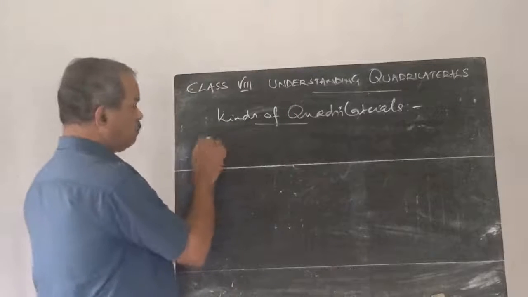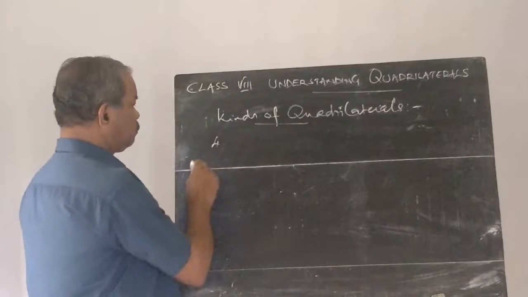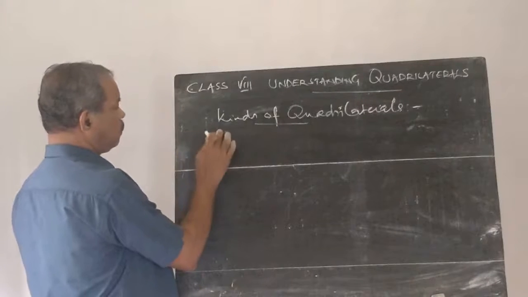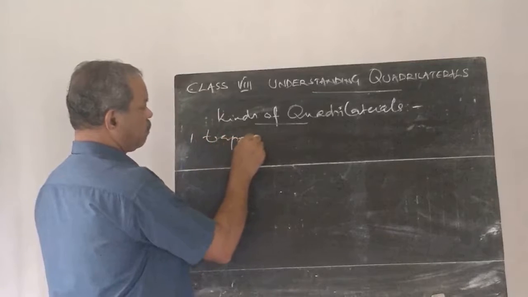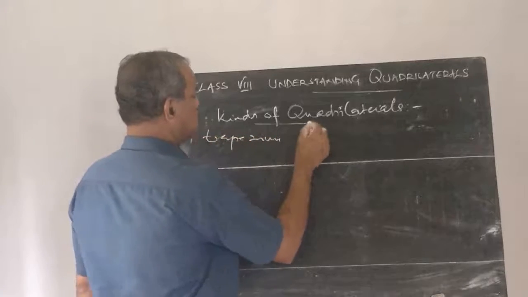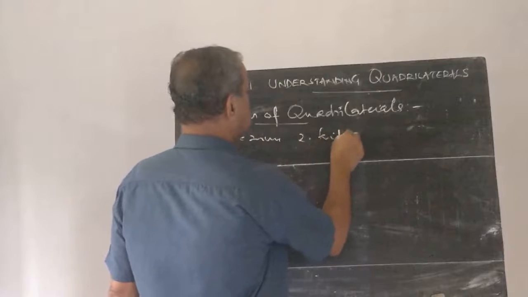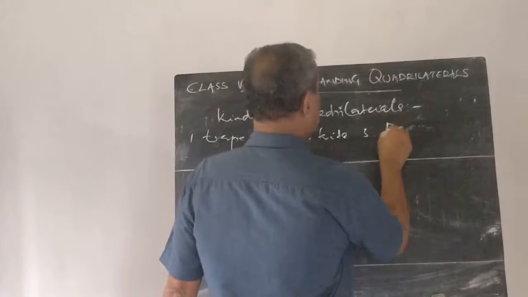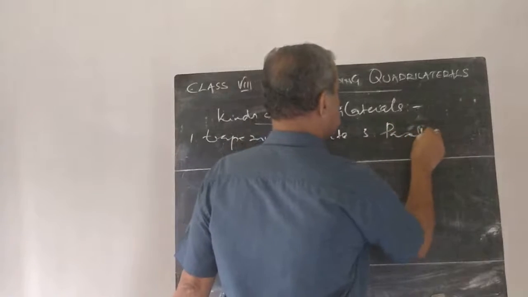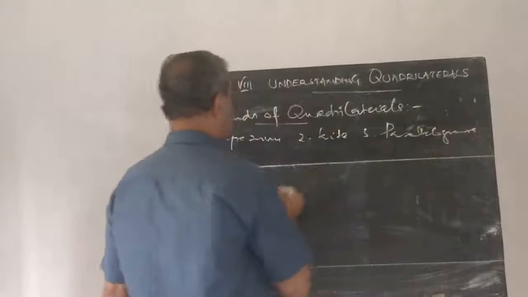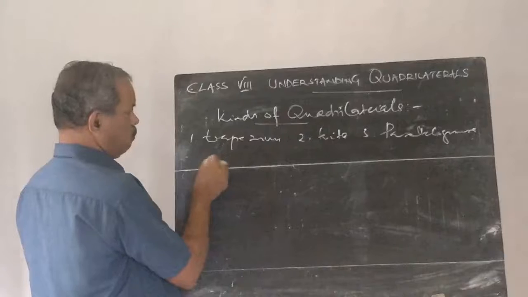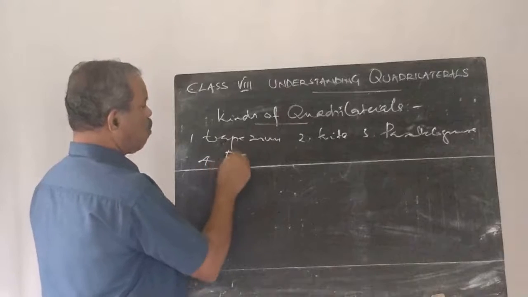So first, second, third, fourth one. First one trapezium. Second kite. Third parallelogram. Now fourth one, rhombus.